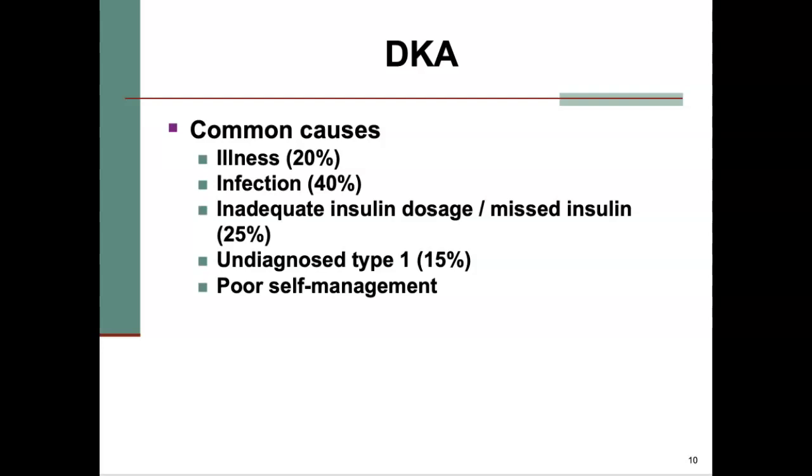The precipitating factors are illness in 20%, infection in 40%, inadequate insulin dosage or missed insulin in 25%, undiagnosed type 1 in 15%, and poor self-management.